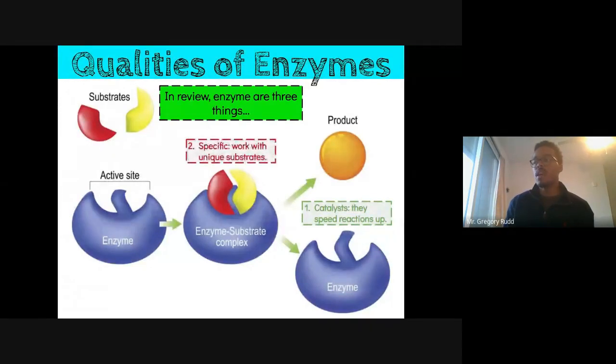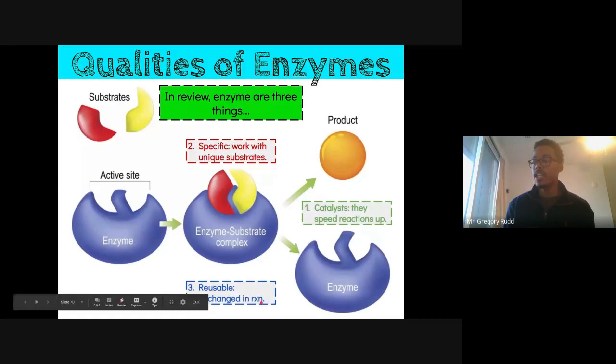Number two, enzymes are specific. They work with unique substrates. So not everything is going to work with every enzyme. Enzymes have very specific substrates that they work with. And number three, enzymes are reusable. So they remain unchanged throughout the reaction. That's what RXN means here at the bottom, reaction. So those are three qualities we've got to keep in mind about enzymes.